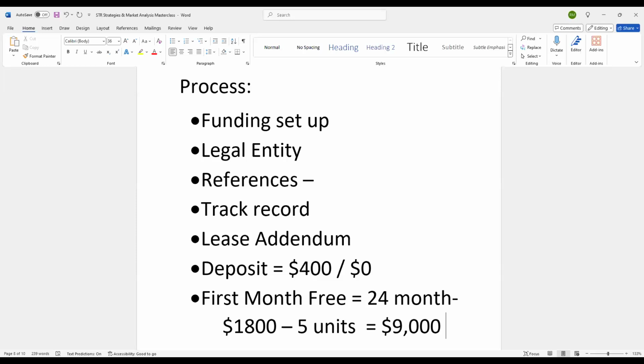I might have hopefully a $0 or a $400 deposit on each of the 5 units. I've got my line of credit to go stage those properties. And by that second and third week, and hopefully a little bit in advance of that, you are up and running and you've got your first booking. So, let's say October 1st is when the lease starts. You've got the first month free, so your first lease payment's not due till November 1st.